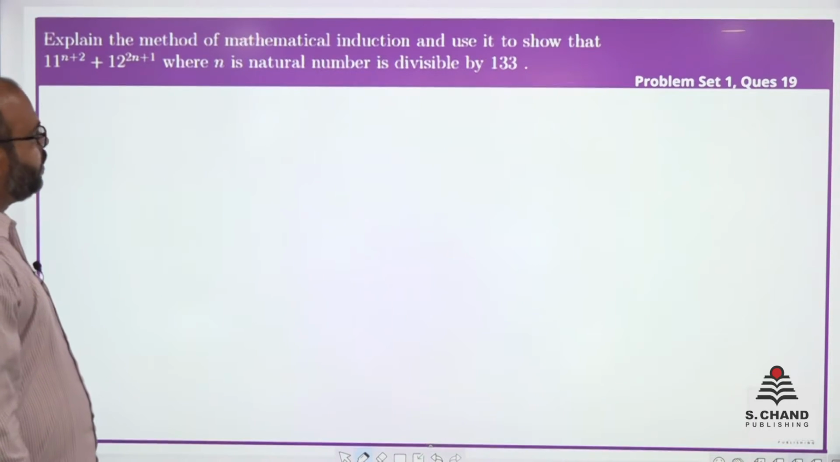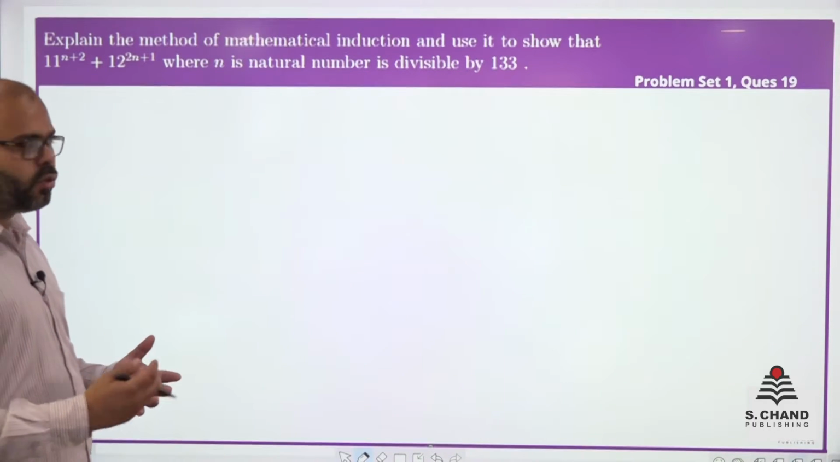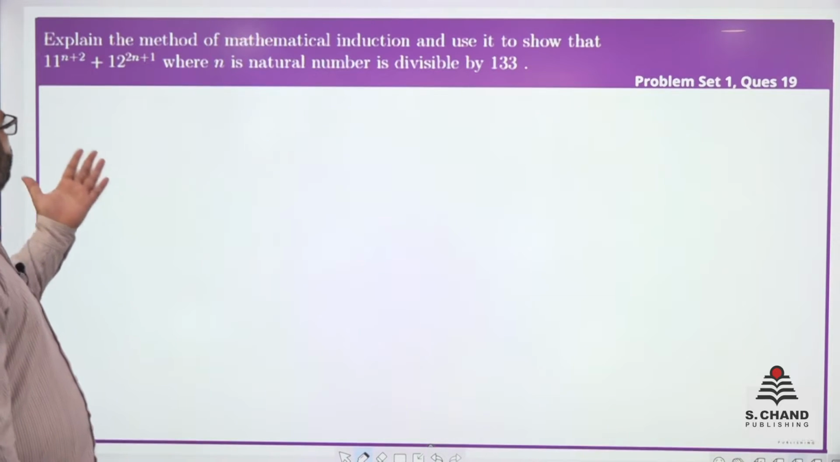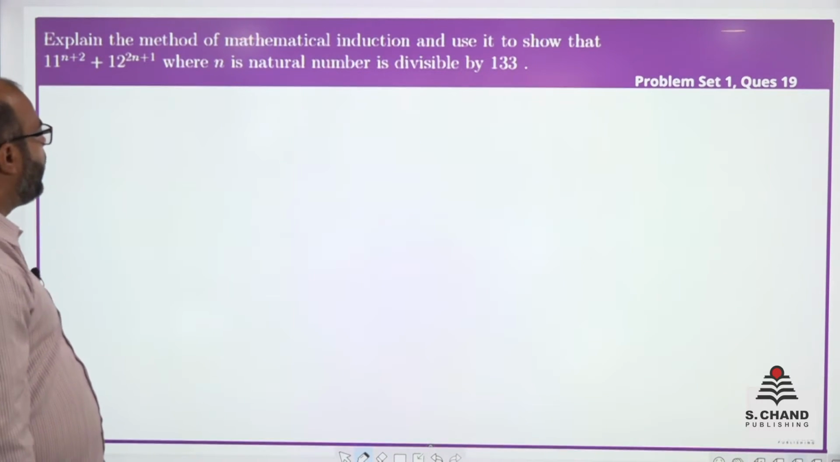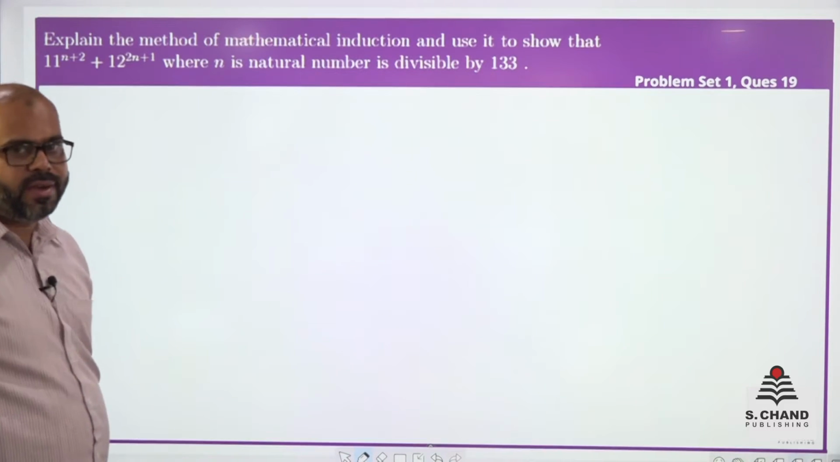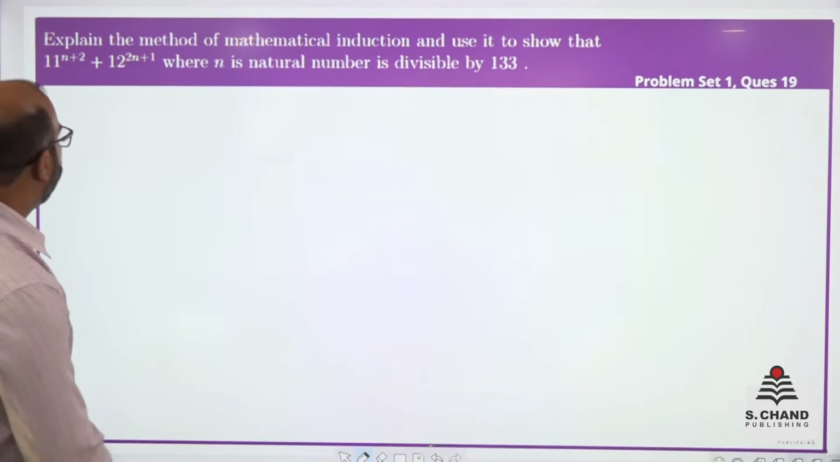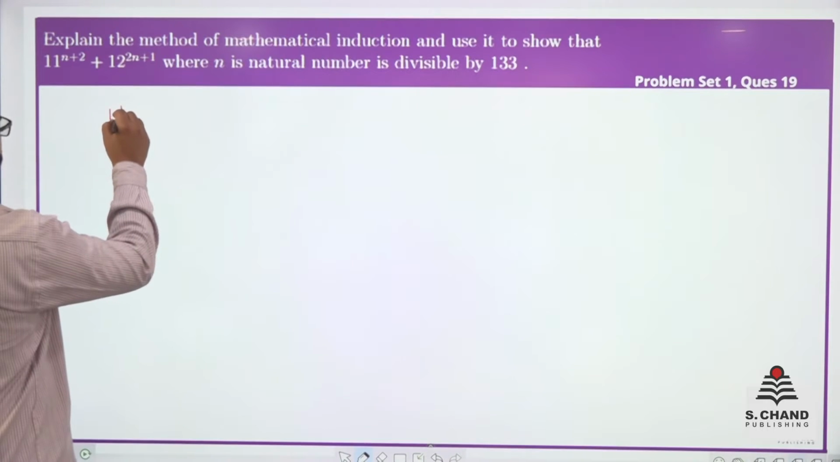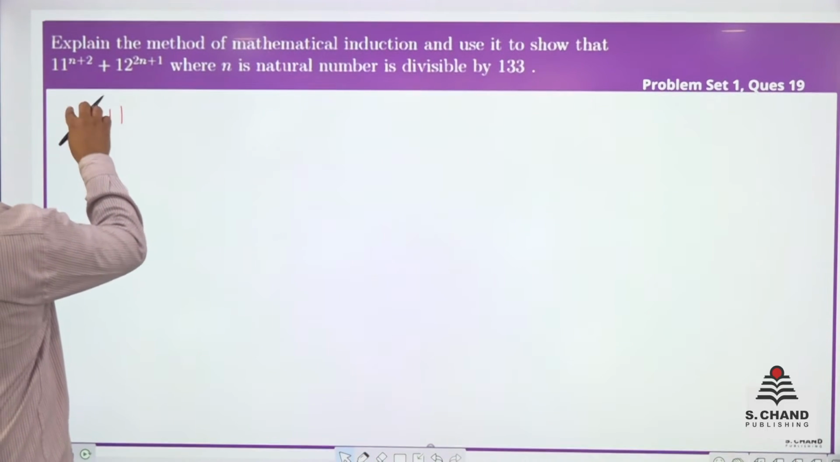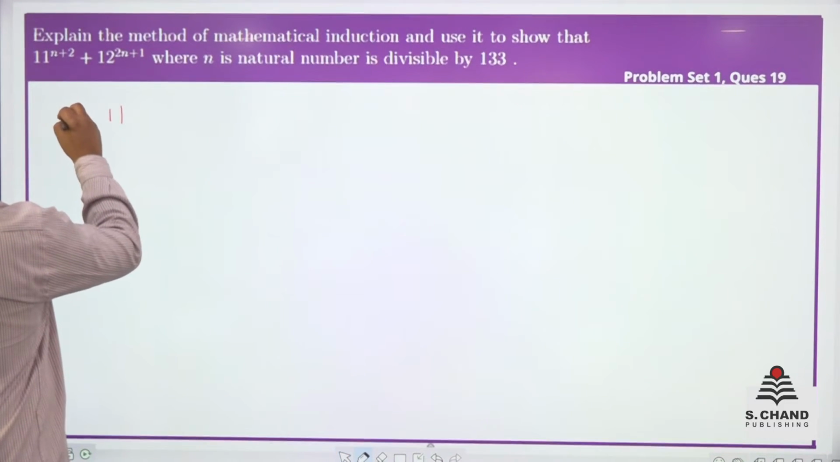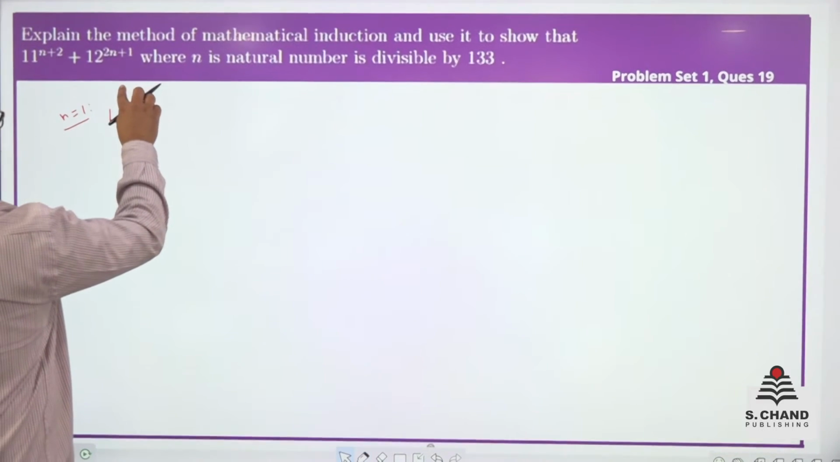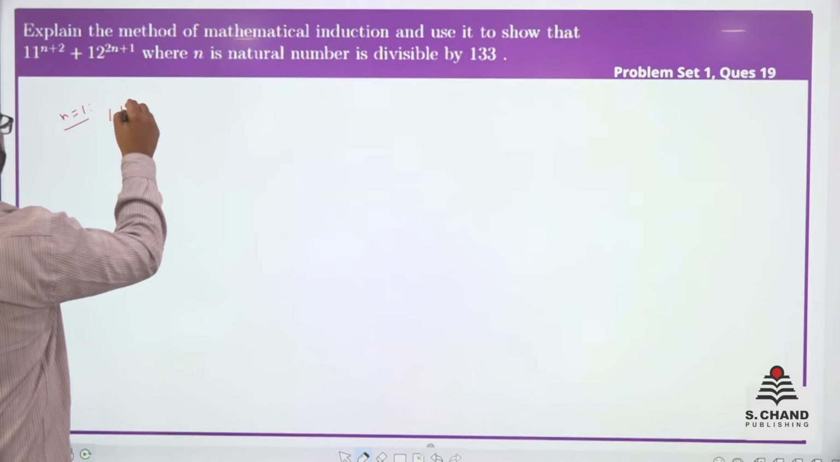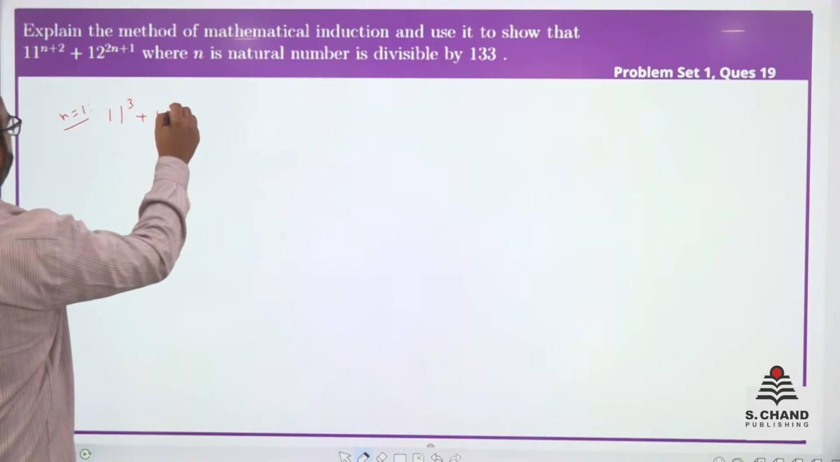Explain the method of mathematical induction. We have already done this in the theory, and use it to show that 11 to the power n plus 2 plus 12 to the power 2n plus 1, where n is a natural number, is divisible by 133. So for n is equal to 1, we will see 11 to the power 3 plus 12 to the power 3.